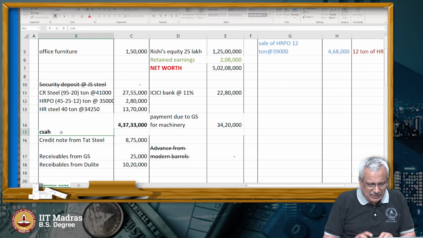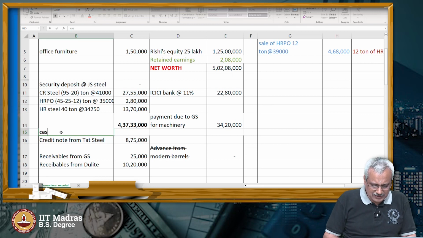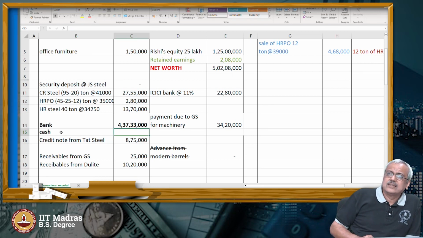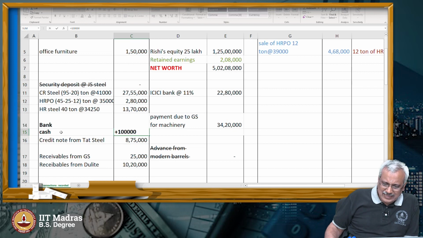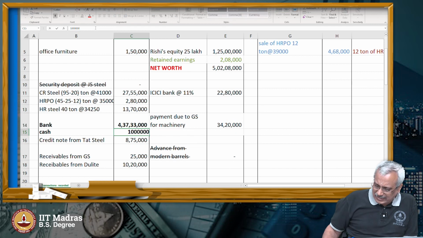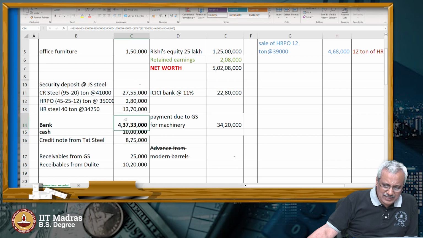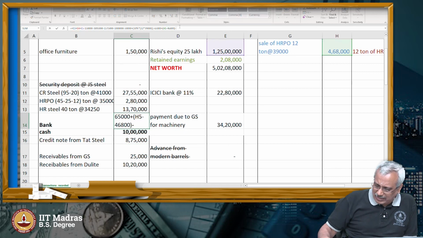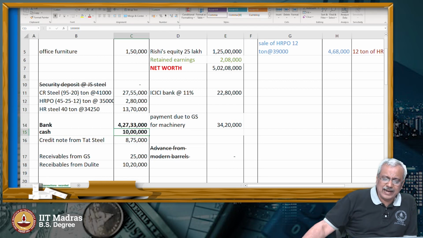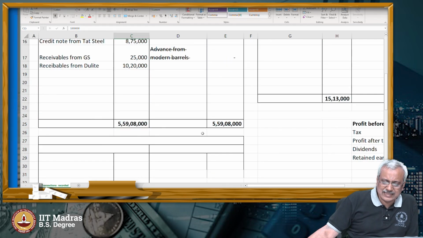There is a cash balance which is also your asset. What is the asset? Cash is 10 lakhs out there. How is it coming? From the bank it is coming. So what is happening to the bank balance? Bank balance is reduced by 10 lakhs out there. My cash has increased by 10 lakhs.